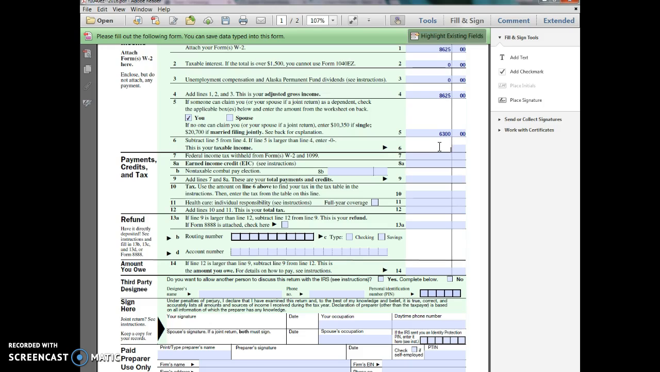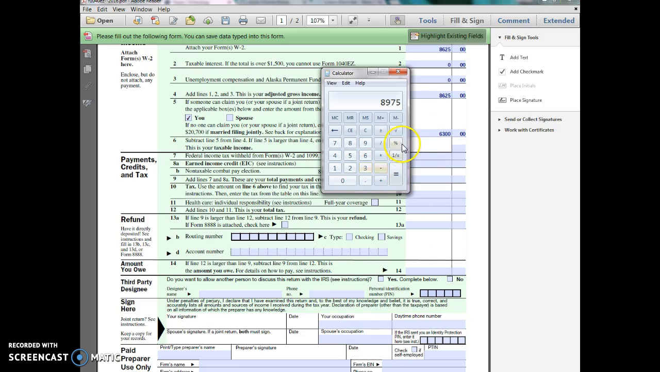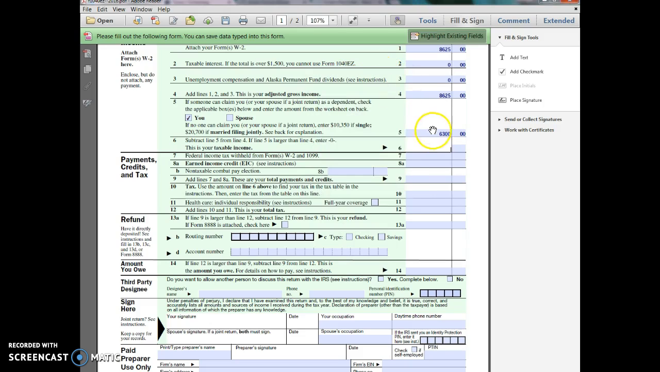Now for line 6. Subtract line 5 from line 4. Trusty calculator. This is her taxable income, so she's only taxed on $2,000. Isn't it great to be young? I'd love to just be taxed on that. So, federal income, enjoy it while it lasts.